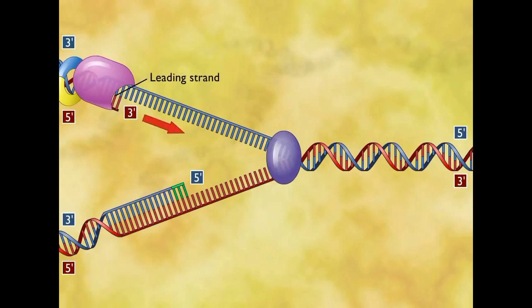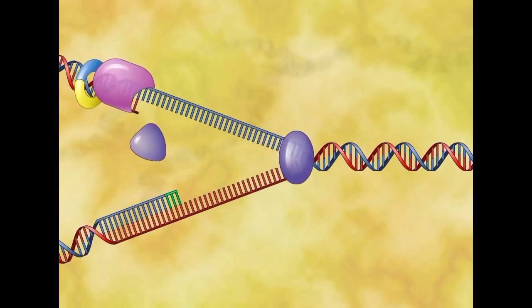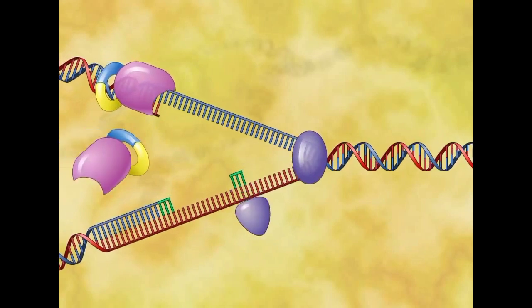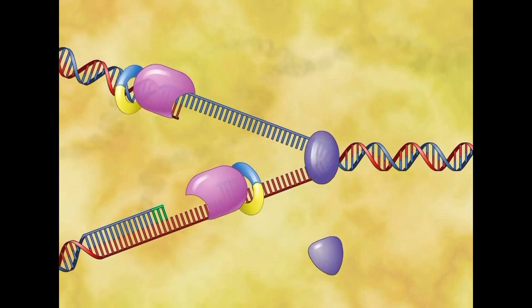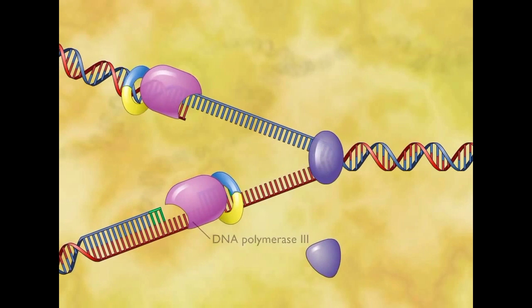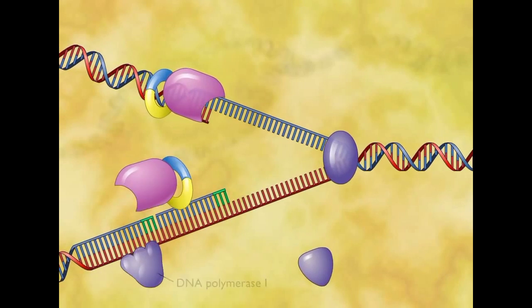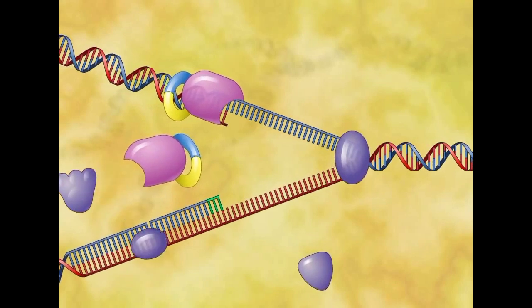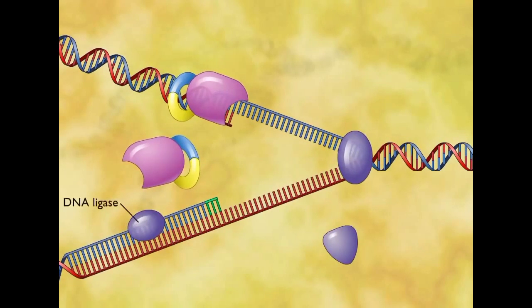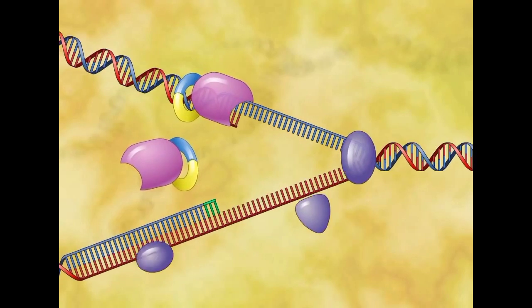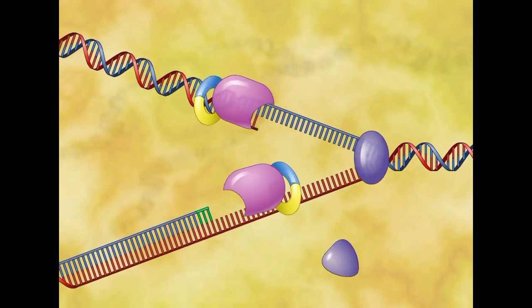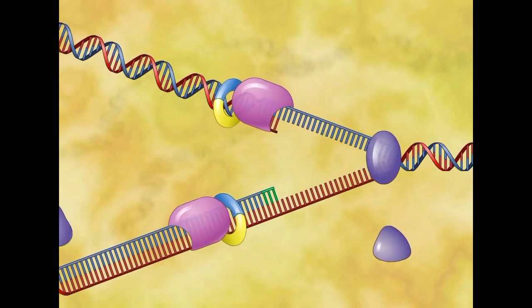In contrast, the lagging strand, which elongates away from the replication fork, is synthesized discontinuously as a series of short segments called Okazaki fragments. When the DNA polymerase III reaches the RNA primer on the lagging strand, it is replaced by DNA polymerase I, which removes the RNA and replaces it with DNA. DNA ligase then attaches and forms phosphodiester bonds. The DNA is further unwound, new primers are made, and DNA polymerase III jumps ahead to begin synthesizing another Okazaki fragment.